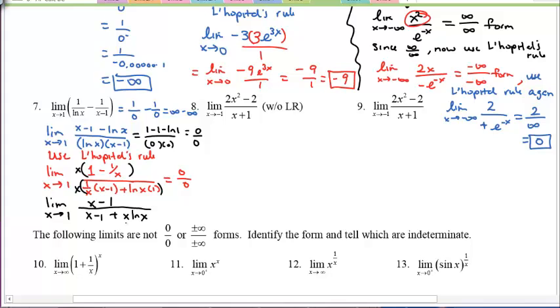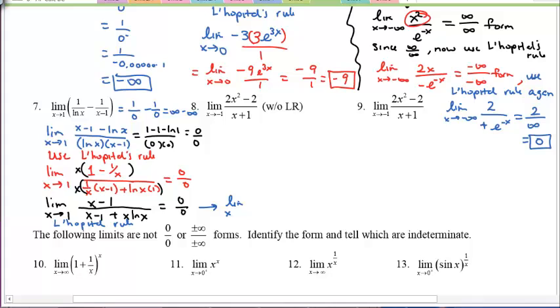Okay. I know when I plug in 1, I still get 0 over 0. But I think I can now do L'Hopital's rule one more time. Running out of space. L'Hopital's rule one more time. I'll just do it over here.